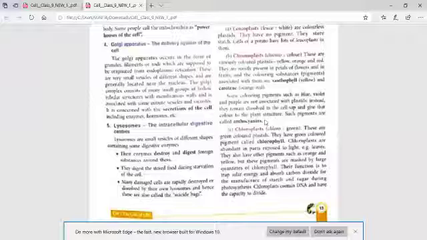Today we'll finish our lecture till plastids. Next class we'll again discuss more about plant cell and animal cell.